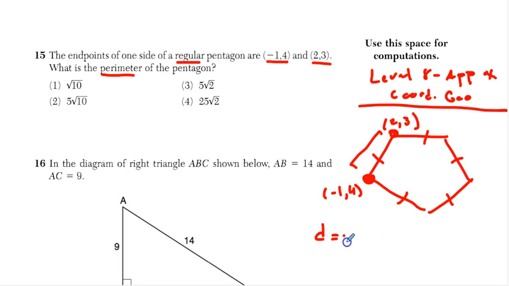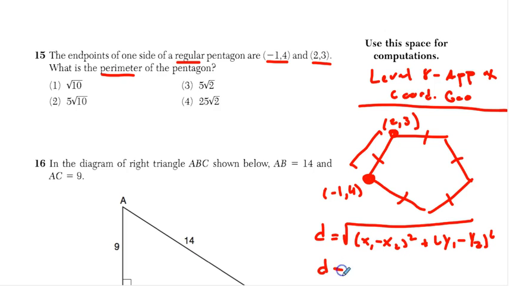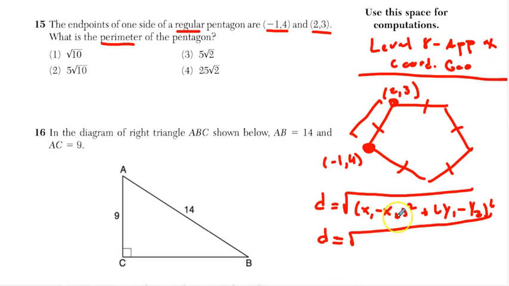So distance is equal to the square root of, well, let's see this. This is x1 minus x2 squared plus y1 minus y2 squared. All right, let's plug everything in. And this distance formula will give us the length of that one side that they told us about. So x1 minus x2, that's -1 minus 2 squared plus 4 minus 3 squared.